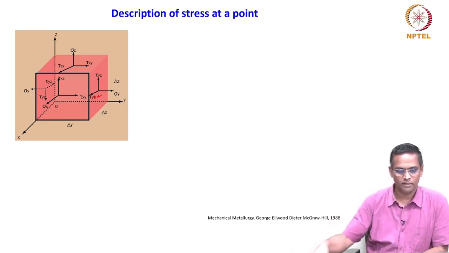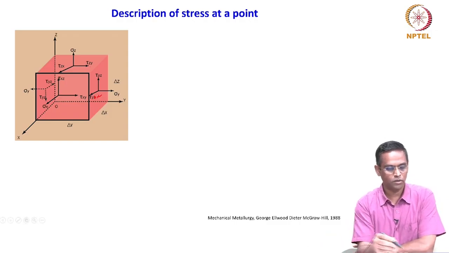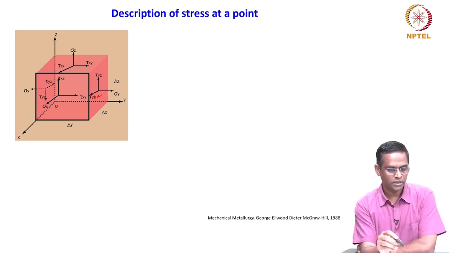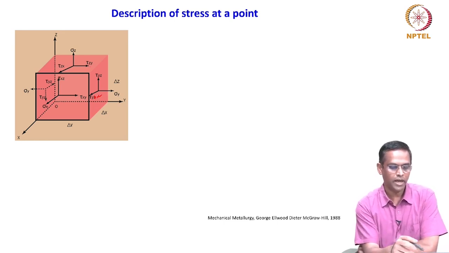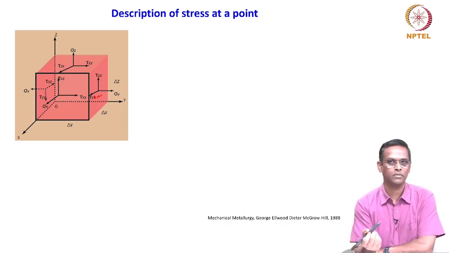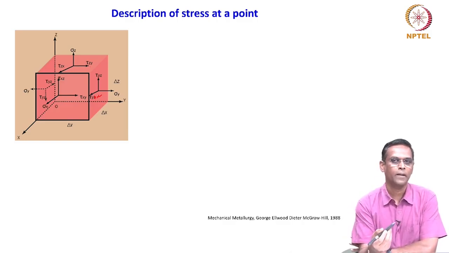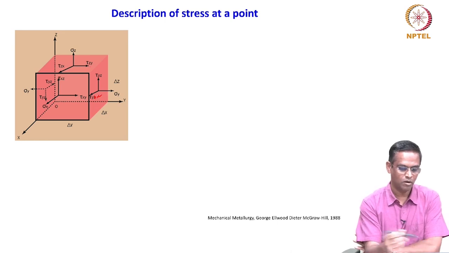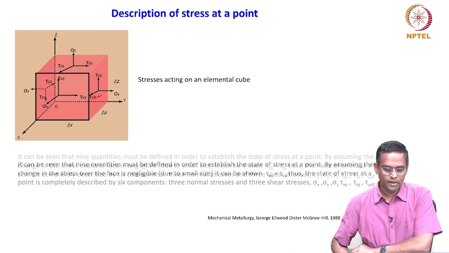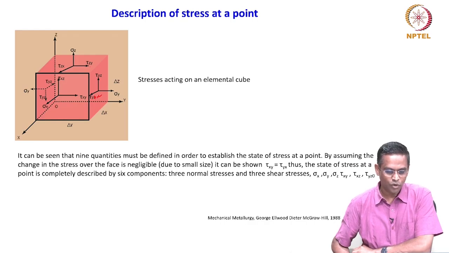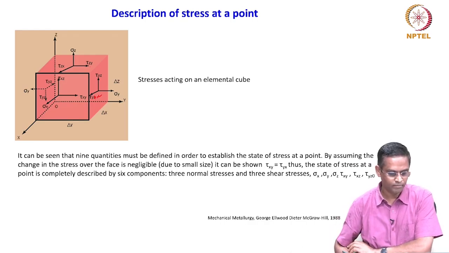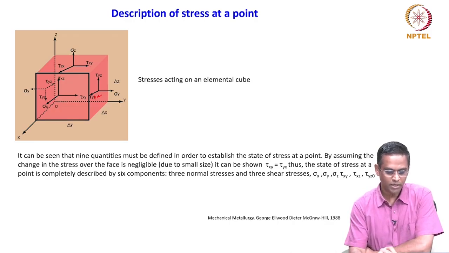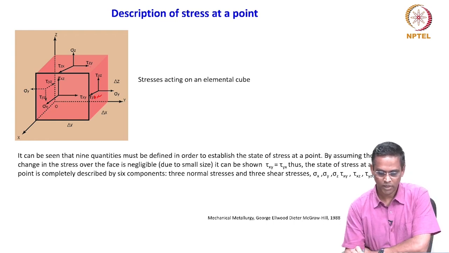But we are talking about the description of a stress at a point. So what this diagram suggests is, to describe a stress at a point, you need almost 9 components of stress. It gives you a clue. If you are interested in a stress at a point, you need a minimum of 9 components, right? So in this geometry, we have taken a cube as a volume element. So 9 quantities must be defined in order to establish the state of stress at a point.